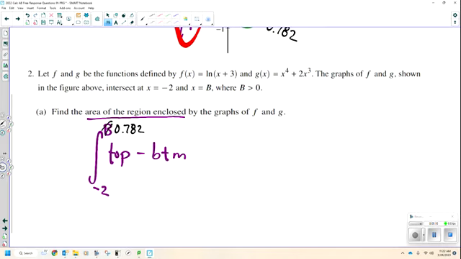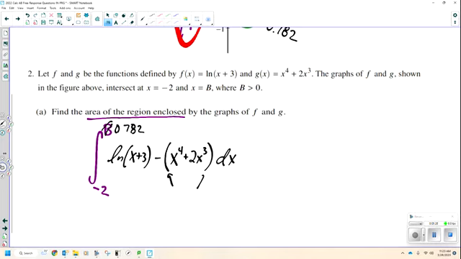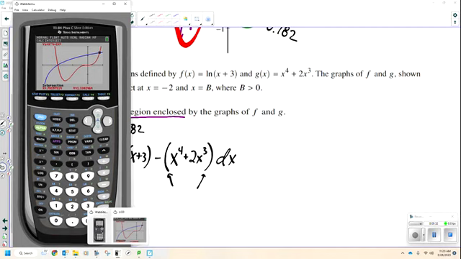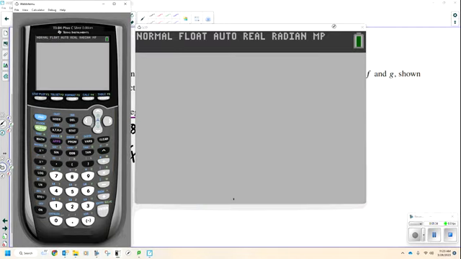0.782. And my top curve is the natural log of x plus 3 minus, okay, that lower function, which is x to the fourth plus 2x cubed. Don't forget your dummy variable. And you need parentheses here because you are subtracting the whole function. Let's put that in the calculator and hit enter. And we are going to be good to go.